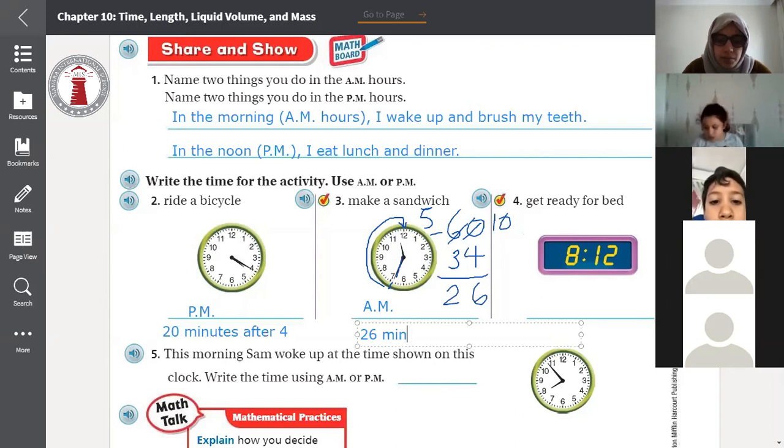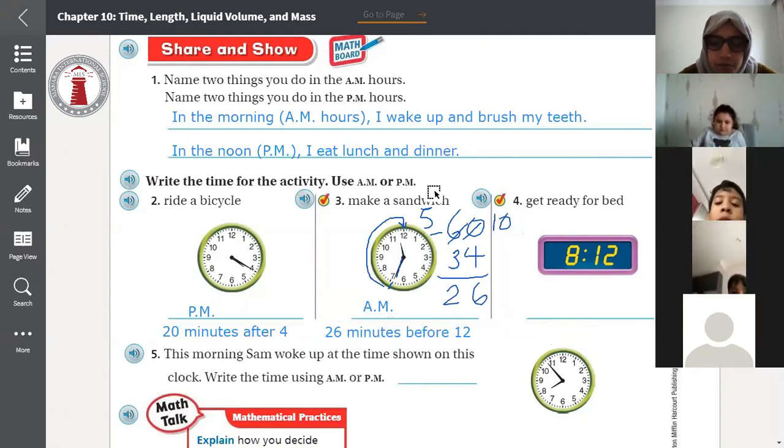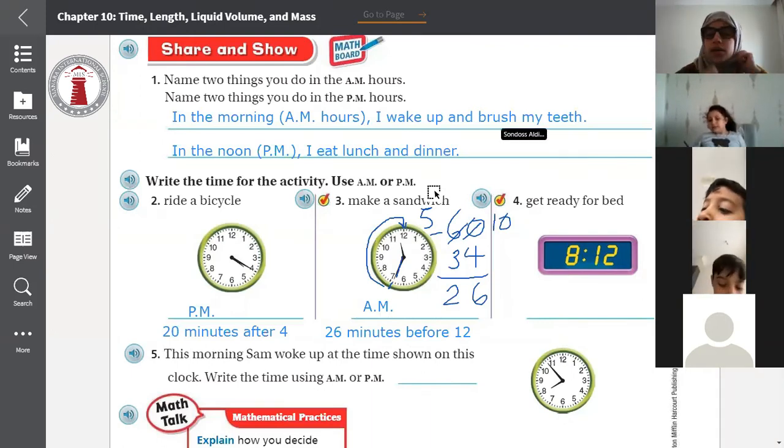before 12. And write the time under the line in very neat and organized handwriting, please, so you can read it later when you study. Thanks, Rinad.